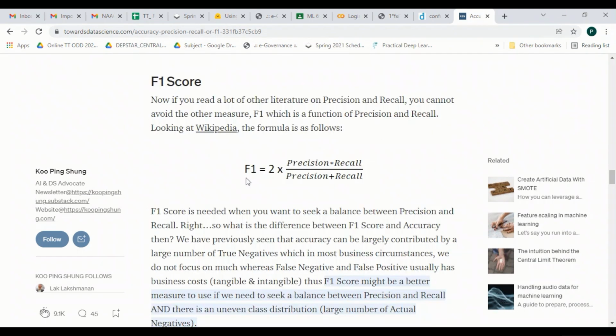Okay. So now that we have precision and recall, we have something called the F1 score. The formula for F1 score is 2 times precision times recall divided by precision plus recall. This is known as the harmonic mean of precision and recall. So why are we doing this? We want a single measure. Right now, precision and recall are two separate measures, and on their basis we would decide whether our model is good or not.